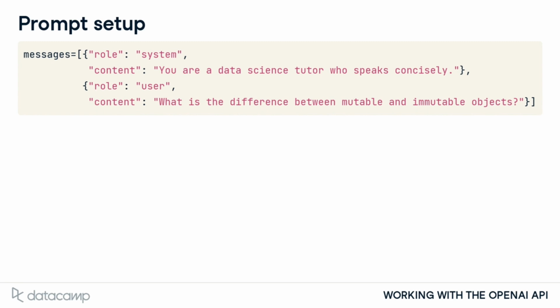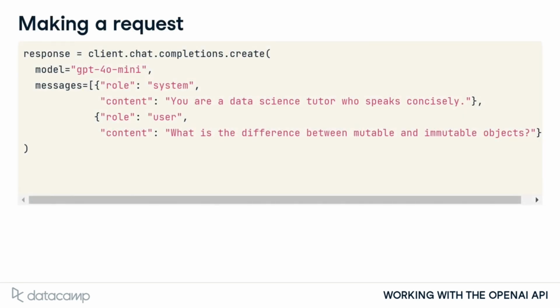These messages often start with the system role, which here instructs the assistant to act as a data science tutor that speaks concisely. Let's add these messages into the request code and print the response text using the same combination of attributes we've used previously.